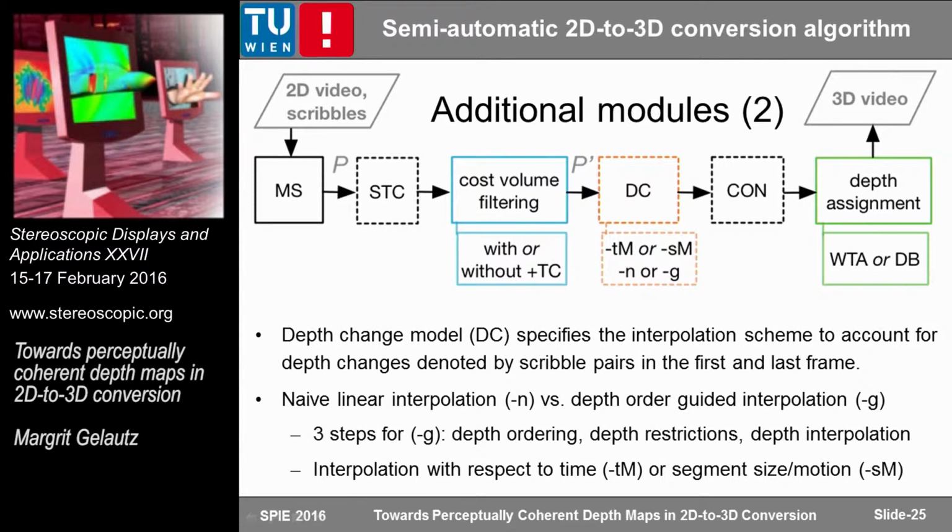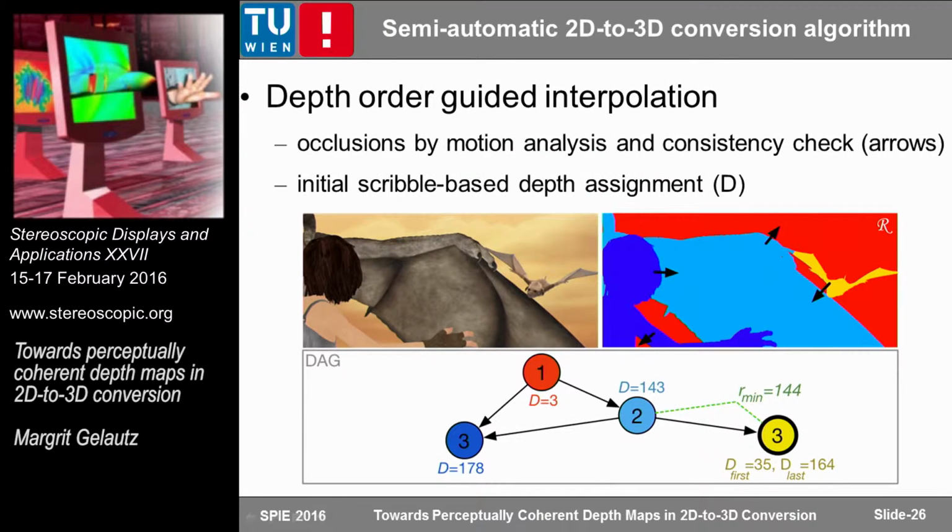And here is now DC, the depth change module. That's the part that tries to take care of the perceptual inconsistencies, which I explained in the beginning. The basic idea of this module is that we do a detection of occlusions based on motion vectors, and these occlusions then help us determine the right depth order of individual segments. That's shown in some more detail here.